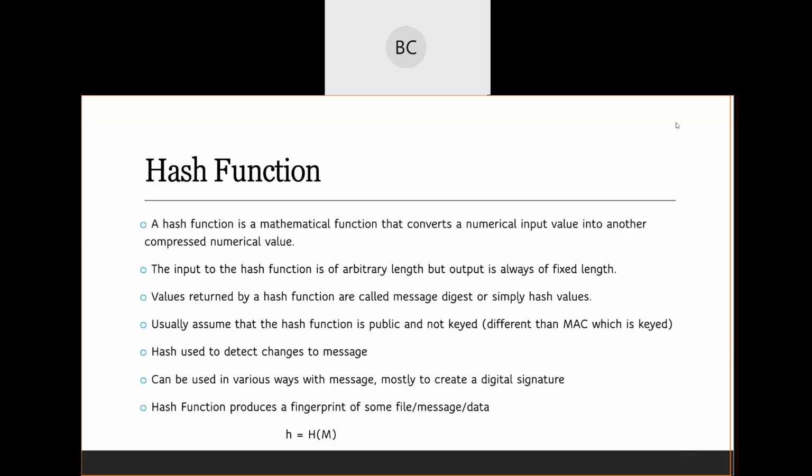Usually we assume that the hash function is public and not keyed, and that's the main difference between hash and MAC. Hash is mainly used to detect changes to the message, and it can be used in various ways with a message, and mostly we use it to create a digital signature. So any hash function we can represent with the help of this function. This can be anything. You can also say h of x equals x.